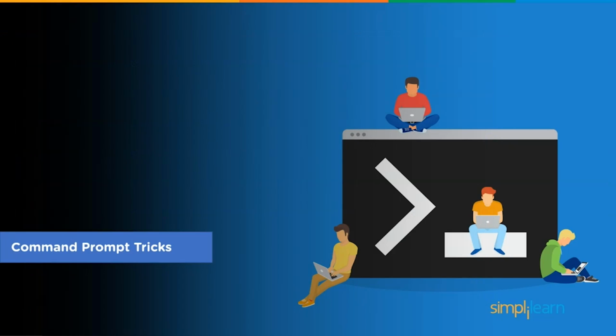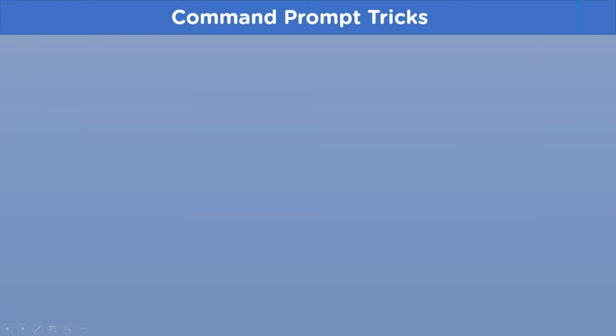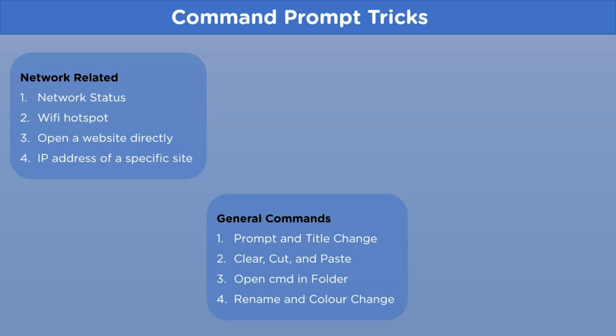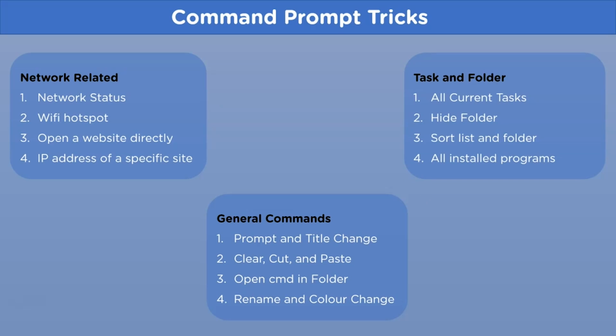Moving on, let's take a look at the tricks. For better understanding, let's divide the tricks in some parts. The first is network related. Network related commands include network status, creating a Wi-Fi hotspot, obtaining an IP address of a specific site, etc. Then we have general commands. This includes clear option, cut, paste, changing the font, and renaming folders. And lastly, we have task and folder commands, which include hiding a folder, sorting the list of folders, and gaining a list of all the installed programs.